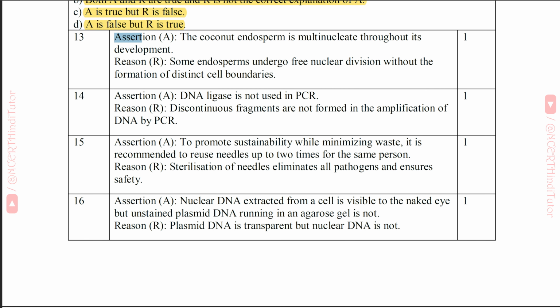Question 13. Assertion A. The coconut endosperm is multinucleate throughout its development. Reason R. Some endosperms undergo free nuclear division without the formation of distinct cell boundaries.